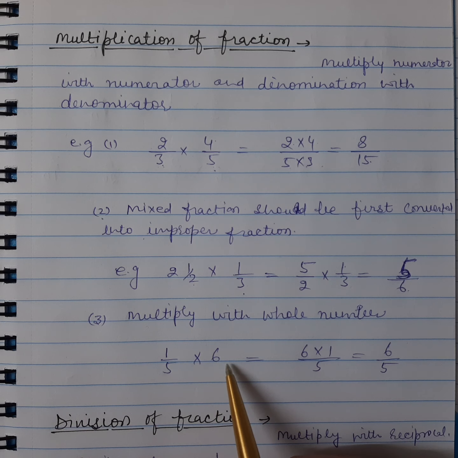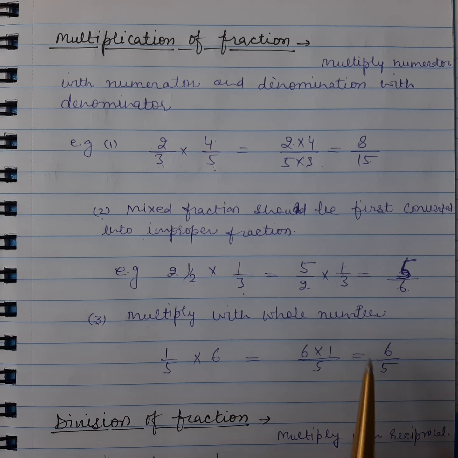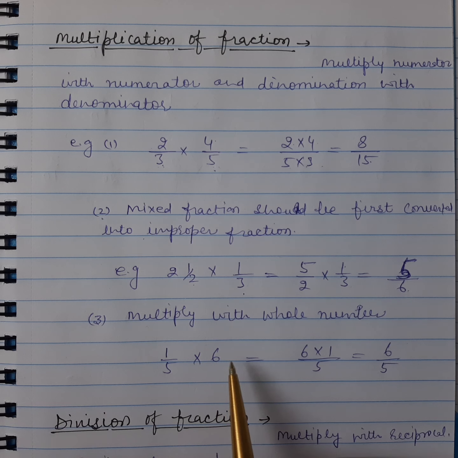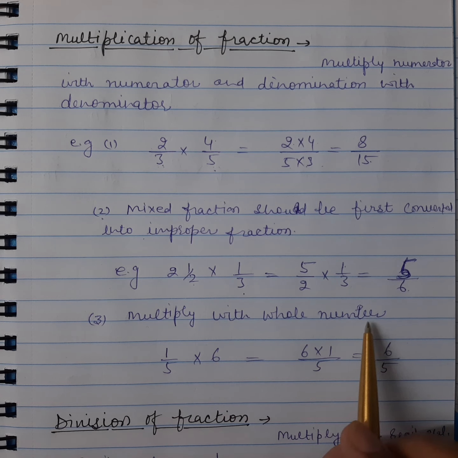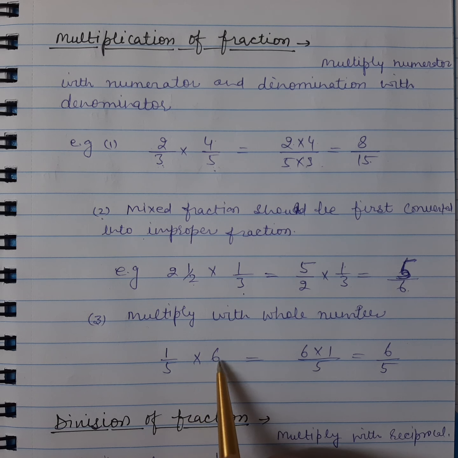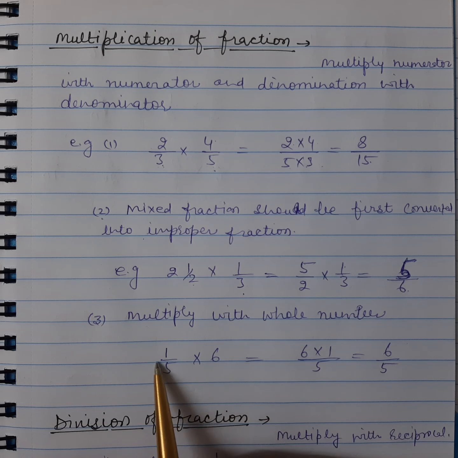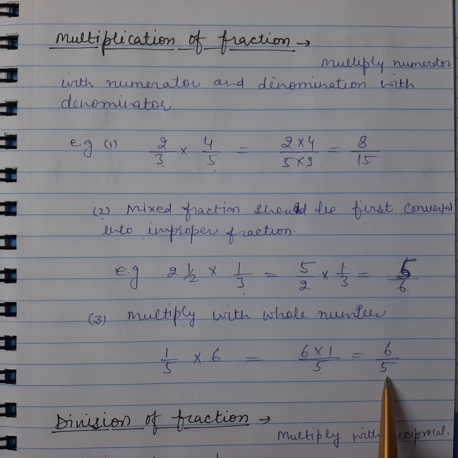Similarly, for multiplication with whole numbers, we simply multiply the whole number with the numerator, because if there is no denominator, we assume there is only 1 as a denominator, and if you multiply any number with 1, you get the same number. So there is no need to multiply the denominator if we are multiplying with a whole number. So 1 by 5 multiplied by 6 will be simply 1 multiplied by 6 divided by 5, or 6 by 5.